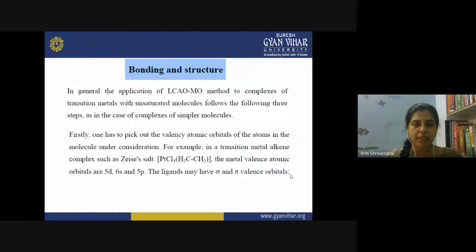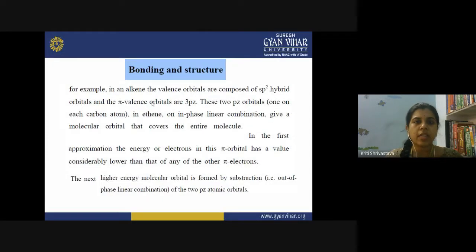Now the ligands may have sigma and pi valence orbitals. Sigma we are not considering because they are lower energy orbitals, and pi are high energy orbitals. So these are the valence orbitals in the case of our ligand. In the case of alkene, the valence orbitals are composed of sp2 hybrid orbitals because the carbon double bond is present. Whenever a double bonded carbon is there, it is always sp2 hybridized, right? And one p orbital is free on the carbon atom. So these sp2 hybrid orbitals will form the sigma bonding and anti-bonding molecular orbitals, and the p orbitals will form the pi bonding and pi anti-bonding orbitals.